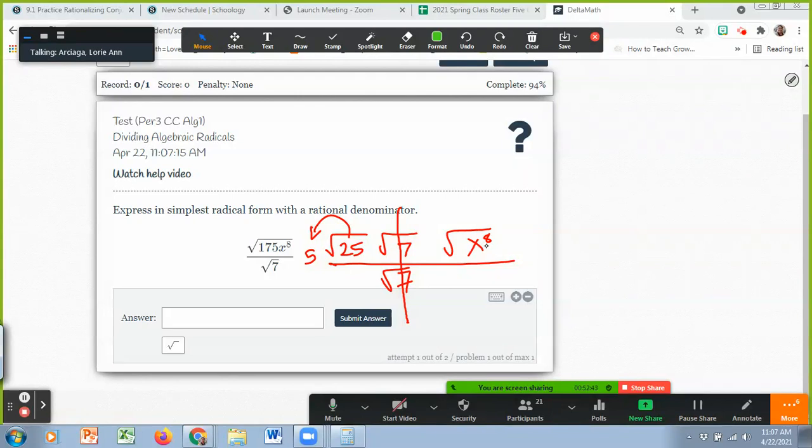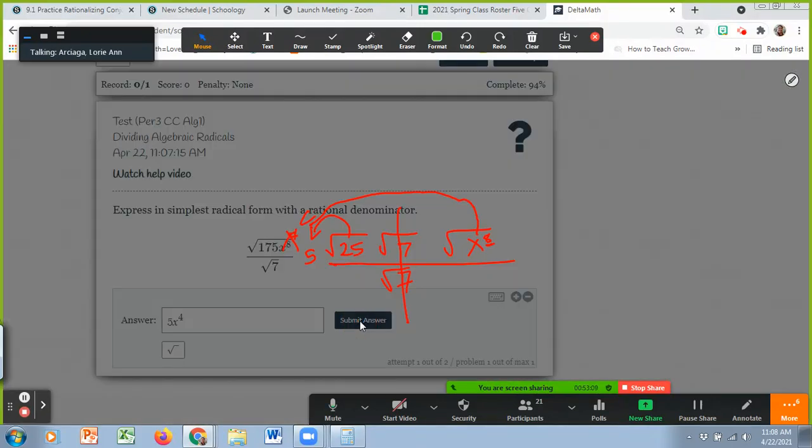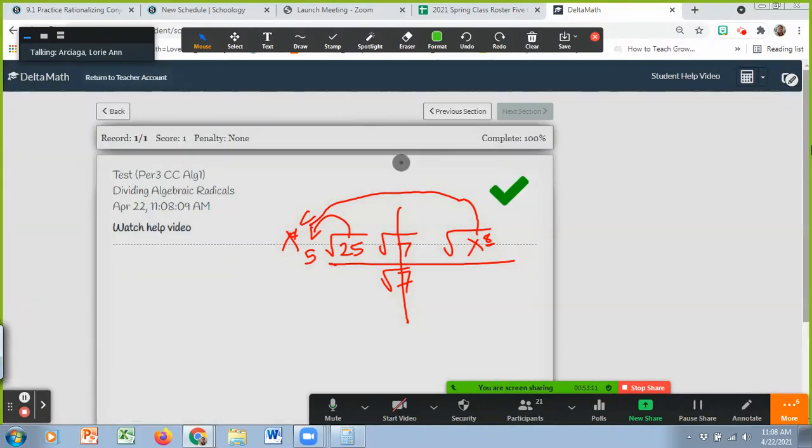Yes, and then this one is an even number. So if you divide 8 by 2, it's going to be 4, right? So that will go out also, in front. So it's going to be x to the 4th power. So when you answer this one, it's going to be 5x to the 4th. Only that. I think. I'm going to double check. Yeah, there you go.